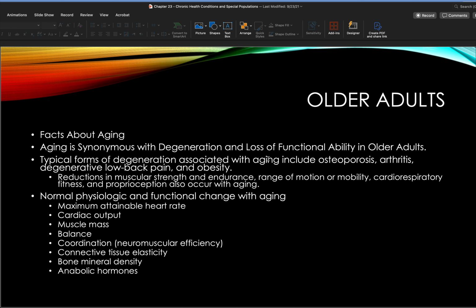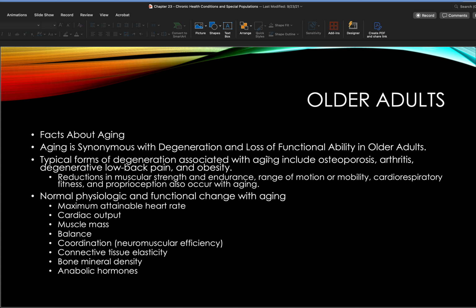So what are we also working against? Osteoporosis potential, arthritis potential, low back pain potential, obesity potential. We're also fighting against that whole premise of, and it's a cliche term, but it actually holds very big value, the if you don't use it, you lose it mentality. So, that goes with what the next little bullet is: reductions in muscle strength and endurance, range of motion or mobility, cardio fitness, and proprioception. If you do not use those, you will lose those. And not completely, but you will lose those abilities to be able to sustain function and to sustain quality of movement.